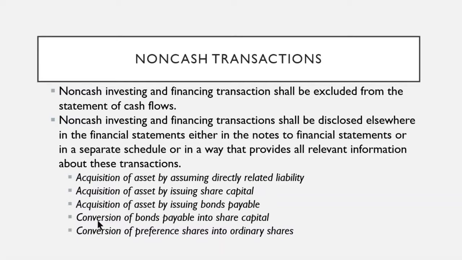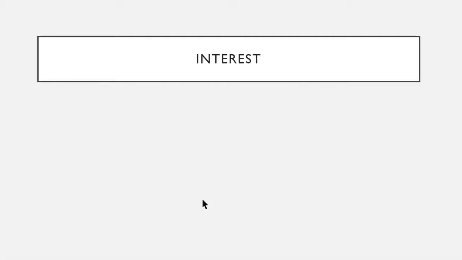Or you convert the bonds payable to share capital. So you just debit the bonds payable and you credit the capital. So there's no cash involved. So that's non-cash. Or you convert from preference share, you debit the preference and you credit the ordinary share. There's no debit to cash, no credit to cash. So that's a non-cash transaction. But you can disclose this one.